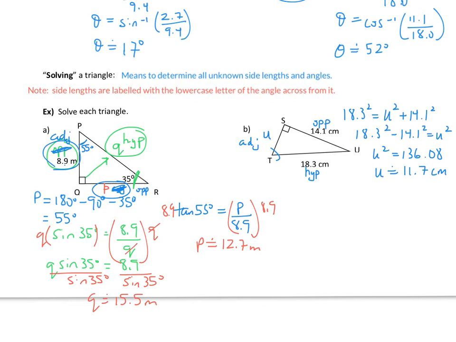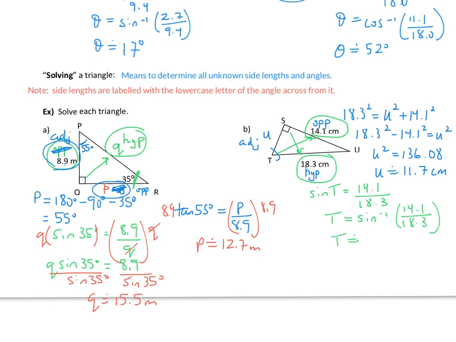Now to solve for angle T, I'm going to use 14.1. It's the opposite side, and I'm going to use the hypotenuse, which is given as 18.3. So that's the sine ratio. So the sine of angle T would equal 14.1, opposite, over the hypotenuse, which is 18.3. So T will be the inverse function of sine on that answer you get when you divide 14.1 by 18.3. And for that angle, I got about 50 degrees to the nearest degree.